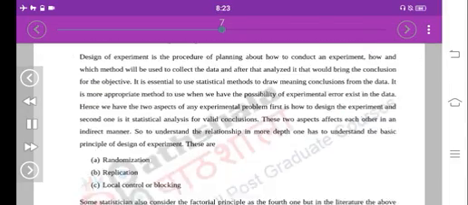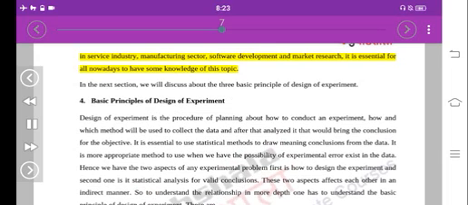In the service industry, manufacturing sector, software development and market research, it is essential for all nowadays to have some knowledge of this topic. In the next section, we will discuss the 3 basic principles of design of experiment.